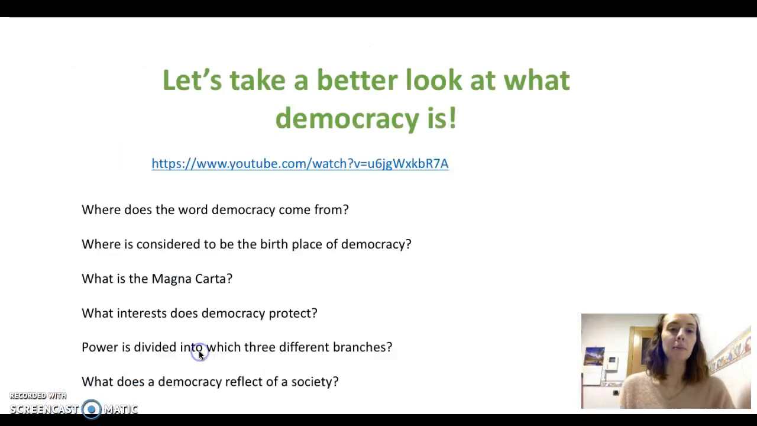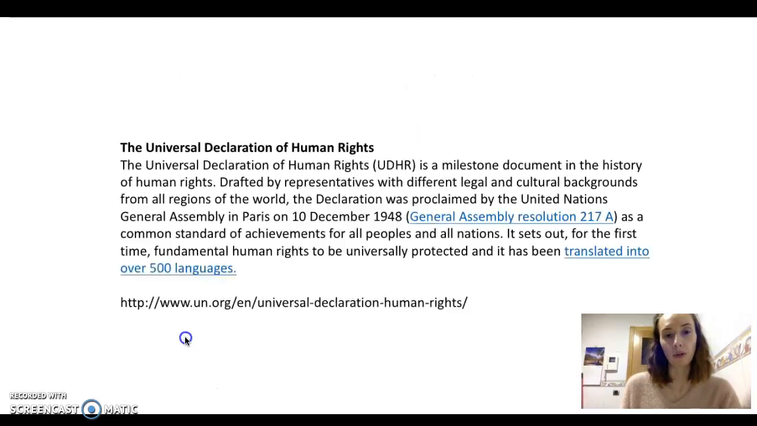And the last task for this part, students will work individually, listening for specific information about what democracy is, answering these questions, and it will be pointed out the importance here of the human rights, which then leads us on to part 2, which goes more in depth with the Universal Declaration of Human Rights.